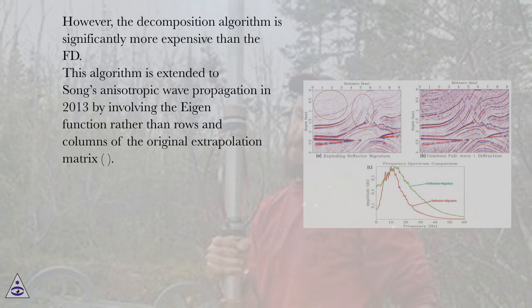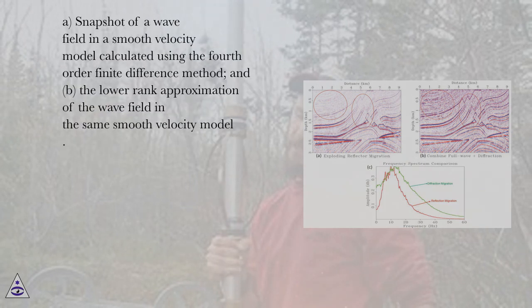However, the decomposition algorithm is significantly more expensive than the FD. This algorithm was extended to Song's anisotropic wave propagation in 2013 by involving the eigenfunction rather than rows and columns of the original extrapolation matrix. A. Snapshot of a wave field in a smooth velocity model calculated using the fourth-order finite difference method, and B. The lower rank approximation of the wave field in the same smooth velocity model.